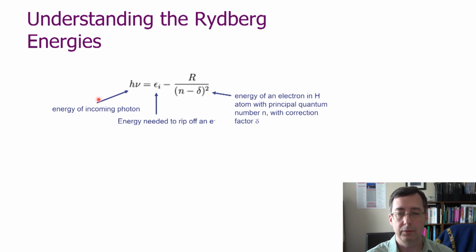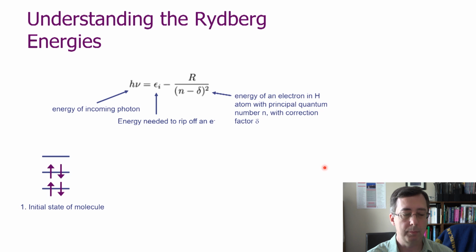So just to reiterate that a bit, this is the energy of the incoming photon, this is the energy required to rip an electron off all the way, and then I need a little less energy than that because it's not ripped off all the way, and I have principal quantum number corresponding to that big orbital n and a correction factor delta. So pictorially, my molecule starts off where I'm in some nice closed shell ground state.